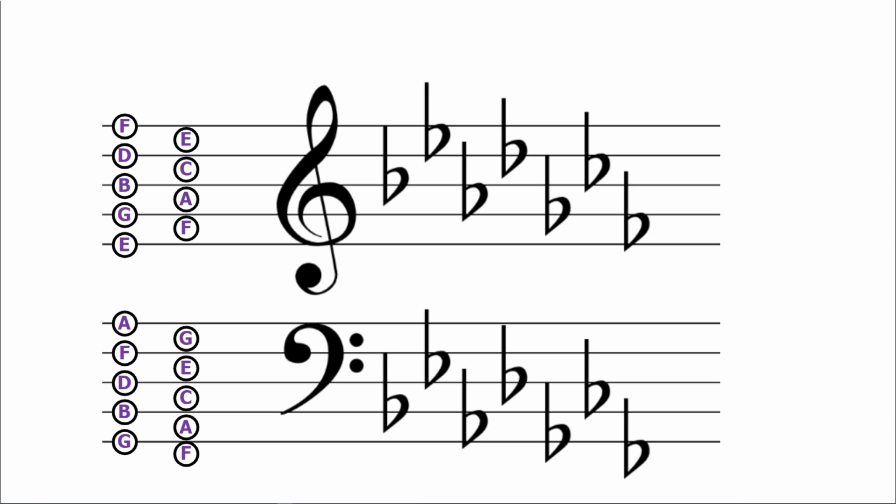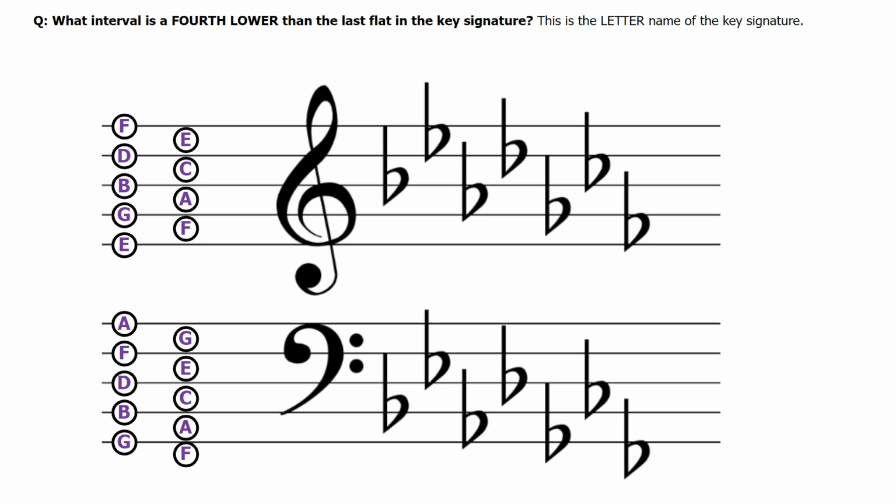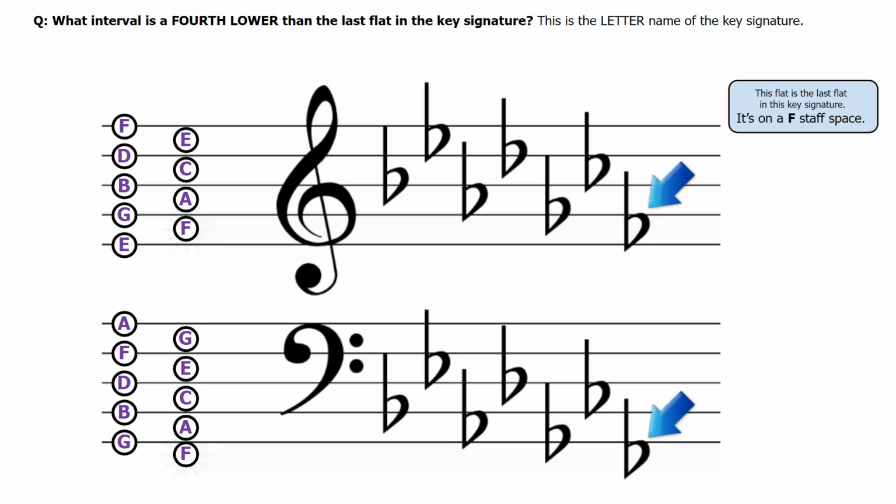The first of two questions we need to ask ourselves is, what interval is a fourth lower than the last flat in the key signature? Once we find this, it is the letter name of the key signature. So, let's first find that last flat. Okay, here it is. And by looking to see what line or space runs through its center, we can see that this flat's letter name is F, because it's on the F space of the staff.